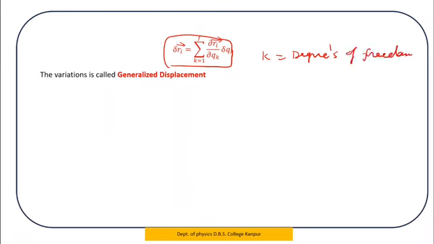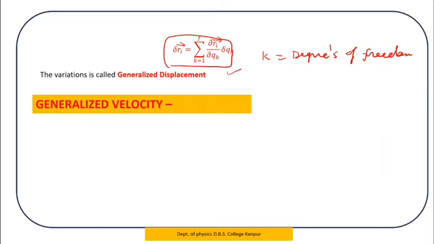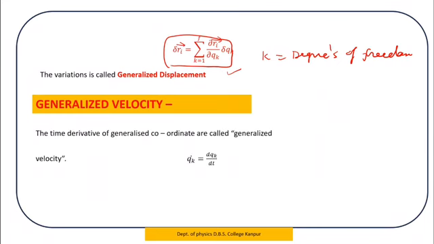This is the formula of generalized displacement. Next, generalized velocity. The rate of change of generalized displacement or generalized coordinate is called generalized velocity. The time derivative of generalized coordinate qk, like q1, q2, q3, qk. So their time derivative is called generalized velocity. qk dot is equal to dqk upon dt.